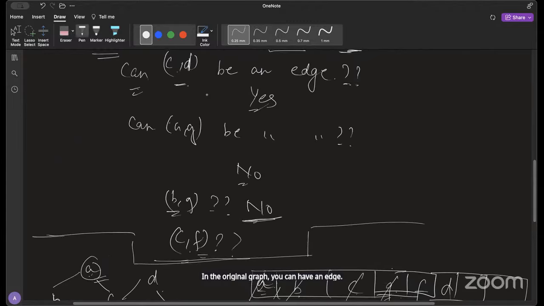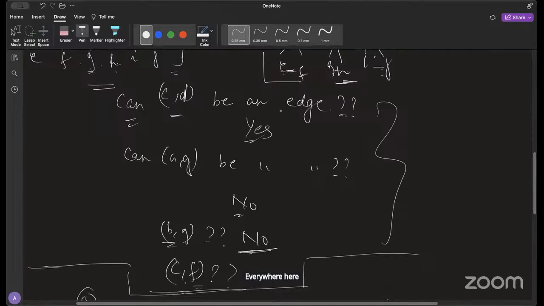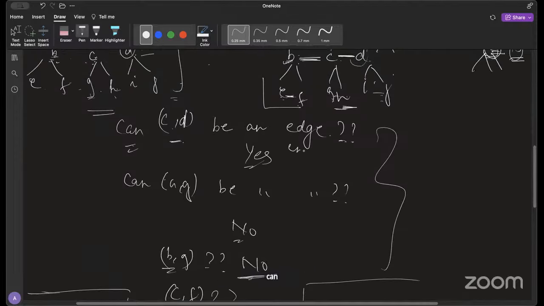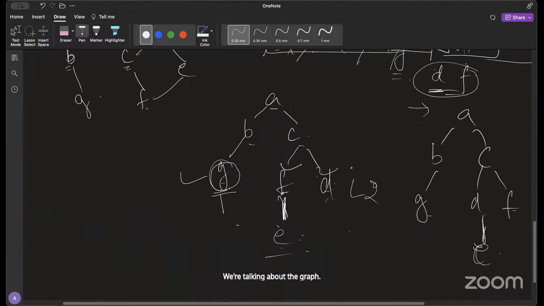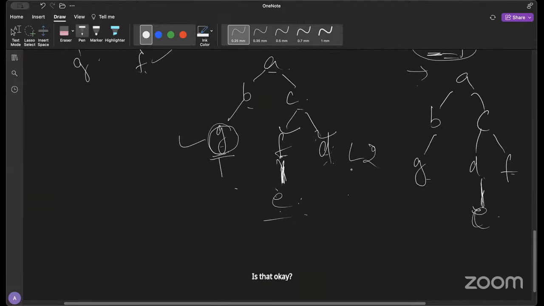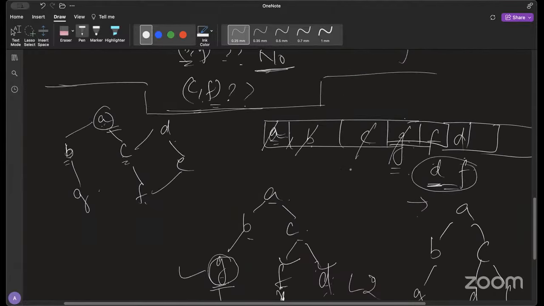The question everywhere here is, can there be an edge in the original graph, not the tree. We're talking about the graph. Is that okay? Yes, ma'am. Is it clear now?